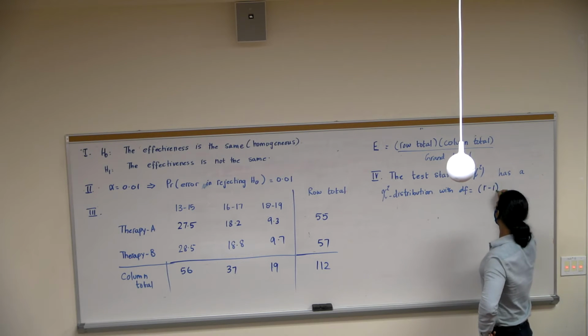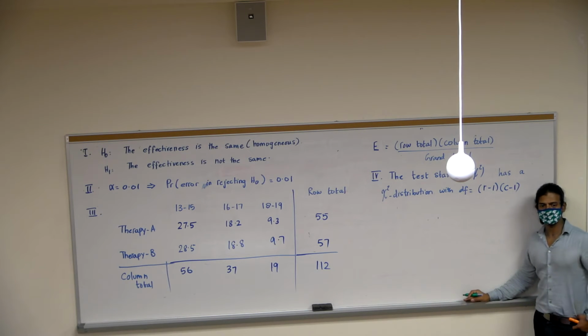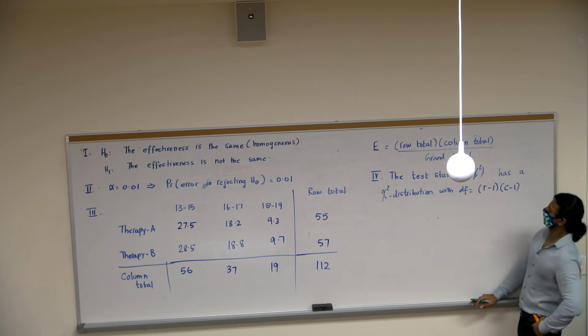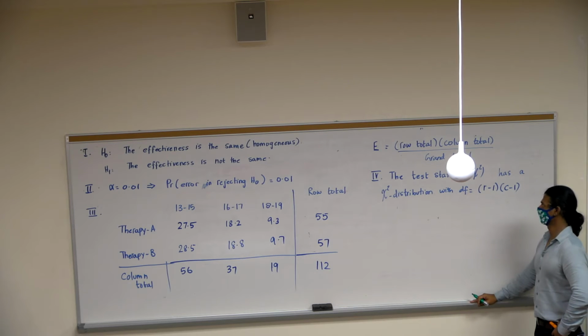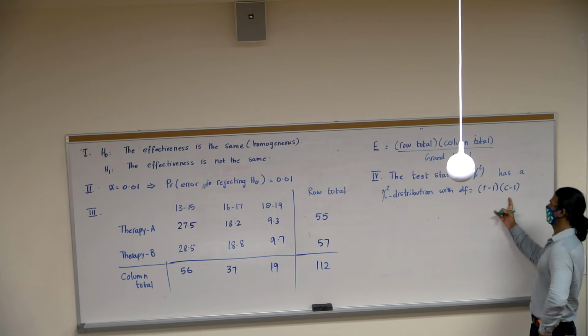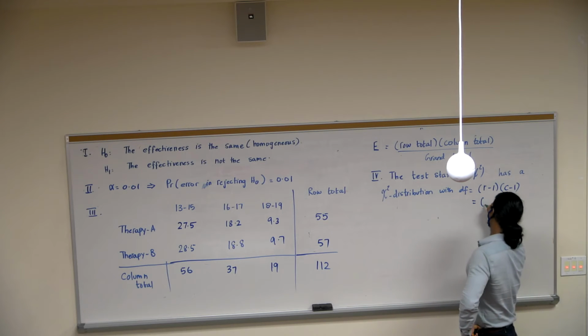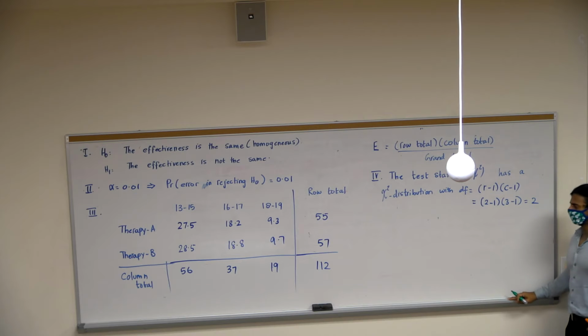R minus 1 multiplied by C minus 1. What is R and what is C? It's going to be 2. Okay, how'd you get it? Well, because R is 2 and C is 3. R is the number of rows, C is the number of columns. So 2 minus 1 times 3 minus 1, which would give us 2.